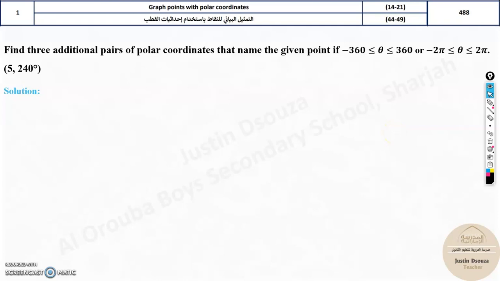Welcome to the first topic of the exam scheme. Here they have asked us to find the multiple representation of a polar coordinate. They have asked us to find the 3 additional pairs of polar coordinates that name the given point if negative 360 theta to positive 360 or negative 2 pi to positive 2 pi at this particular point, 5, 240 degrees. It may seem complicated, but it's very easy.